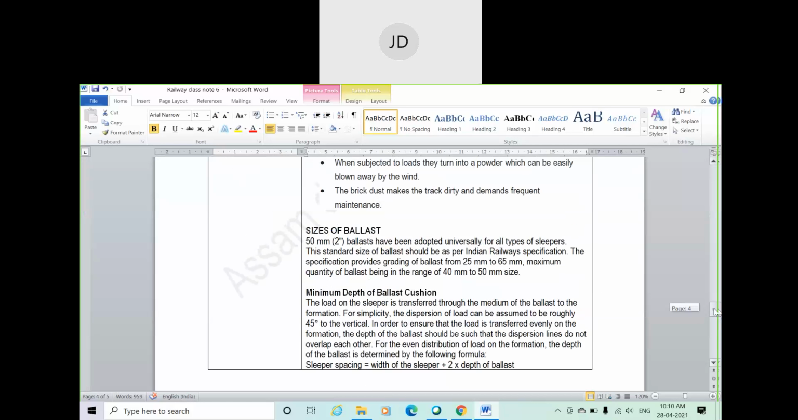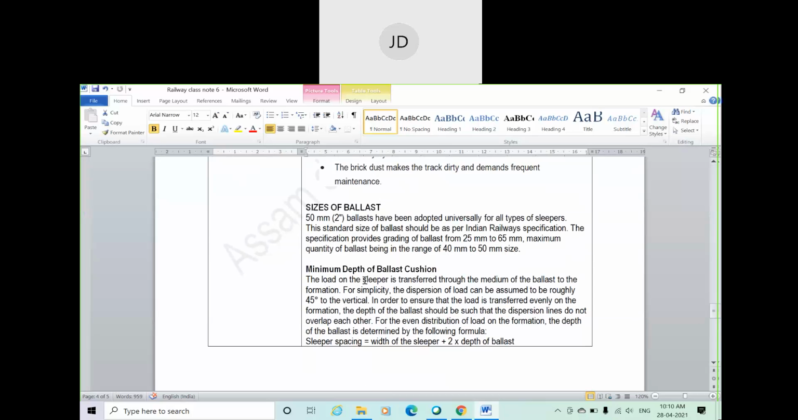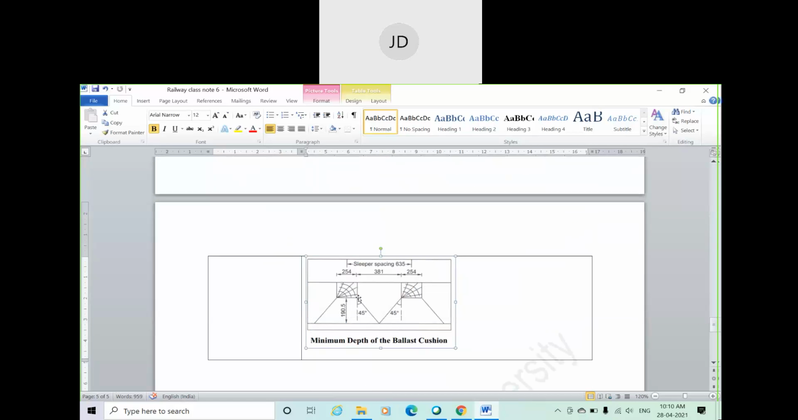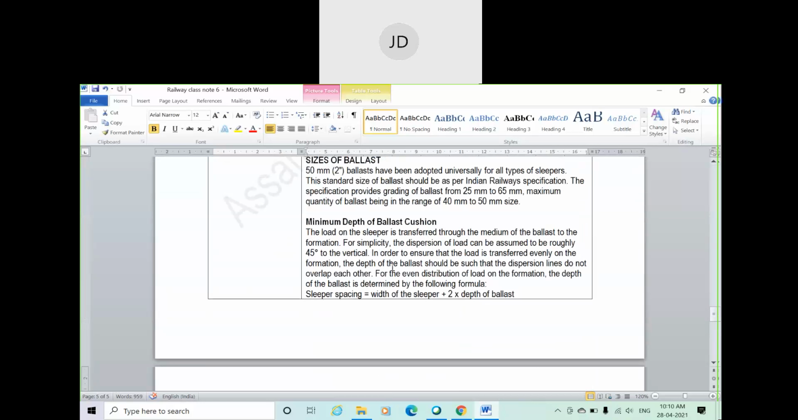So the load on the sleeper is transferred through the medium of the ballast to the formation. For simplicity, the dispersion of the load can be assumed to be roughly 45 degrees to the vertical. Here you can see the load is dispersed downward at 45 degrees with the vertical. In order to ensure that the load is transferred evenly on the formation, the depth of the ballast should be such that the dispersion lines do not overlap each other.